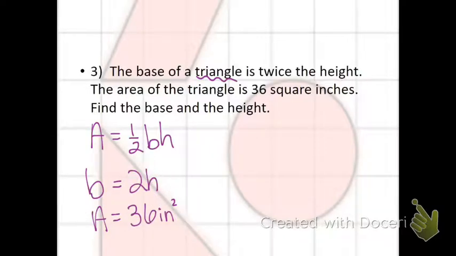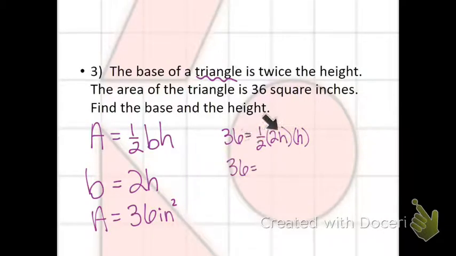find my height. So what I mean is, instead of writing an A, I'm going to put 36 equals 1/2 times. Instead of a B, I'm going to put a 2H. I'm just plugging it in, and I'm multiplying that by another H because that was in the formula already, and I'm not replacing it. We can simplify the right side a little bit.